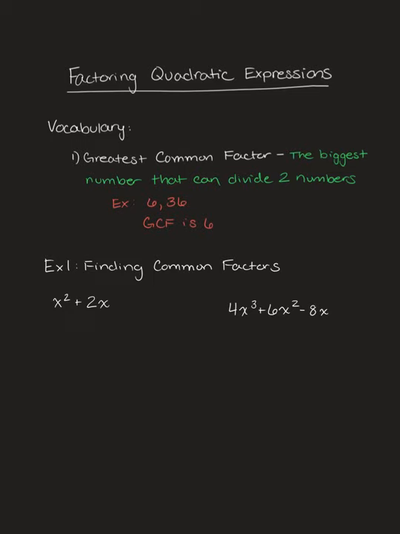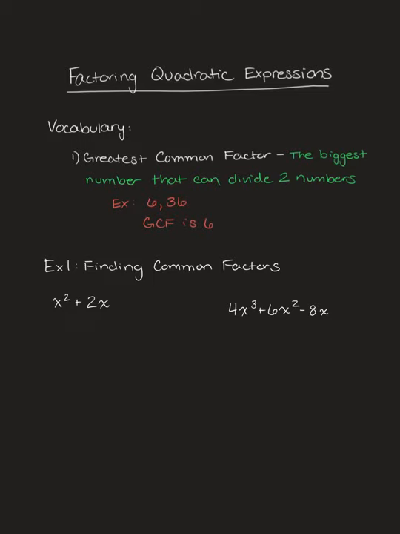We have a couple of vocabulary words, actually one vocabulary word: greatest common factor, also known as GCF. It is the biggest number that can divide two numbers. Now, it's not really a great definition, but it works better with an example. Between 6 and 36, the largest number that divides each of those is 6.